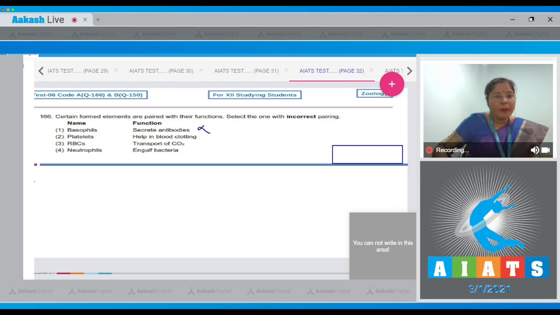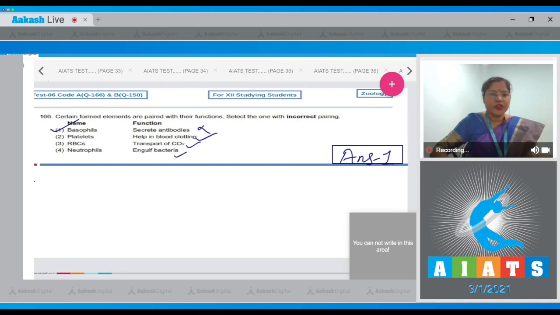Option 2. Platelets help in blood clotting. This is correct. RBCs transport CO2. This is correct. RBCs help in the transportation of both oxygen and carbon dioxide. Neutrophils engulf bacteria. This is also a correct pair because neutrophils are phagocytic cells. The incorrect pair is option number 1 and the correct answer to this question is option number 1. Let's move on to the next question.